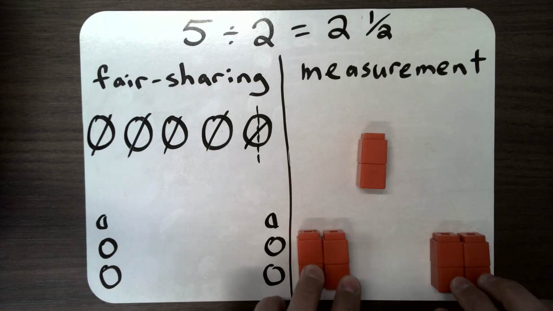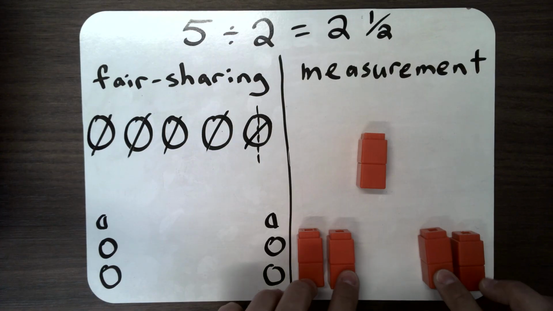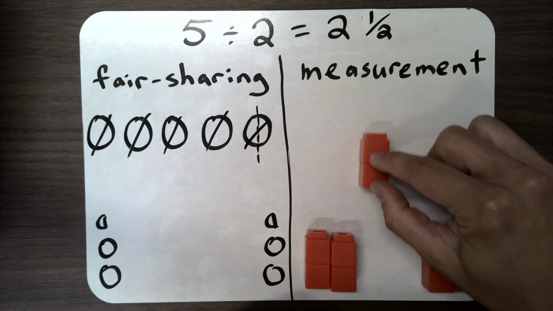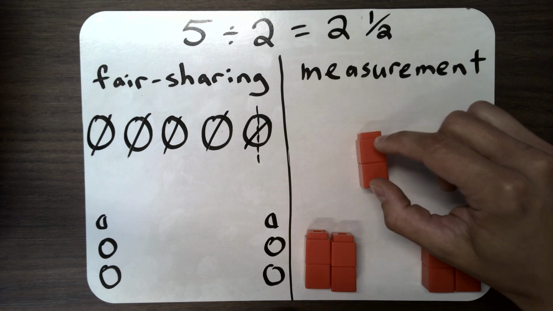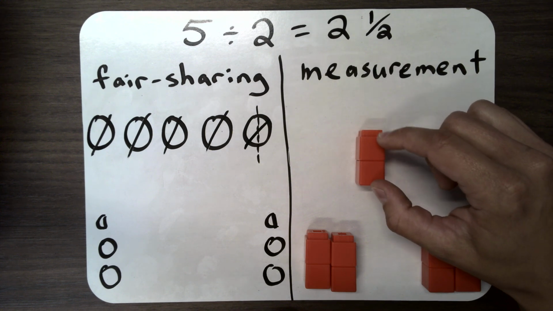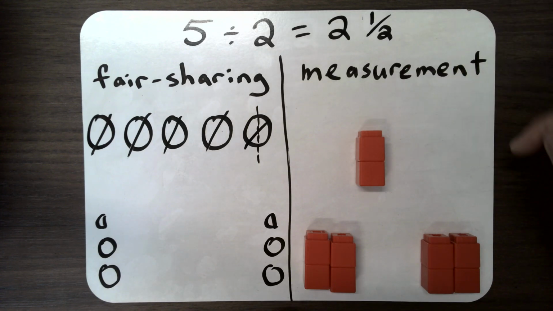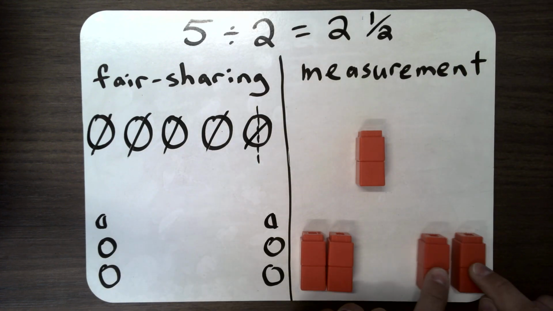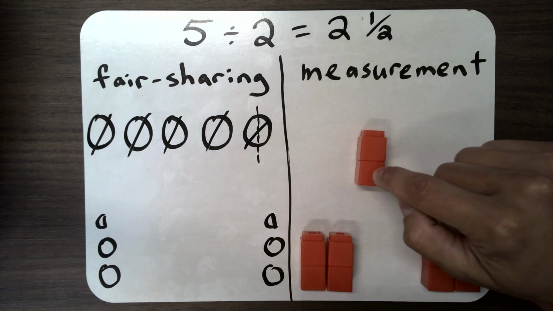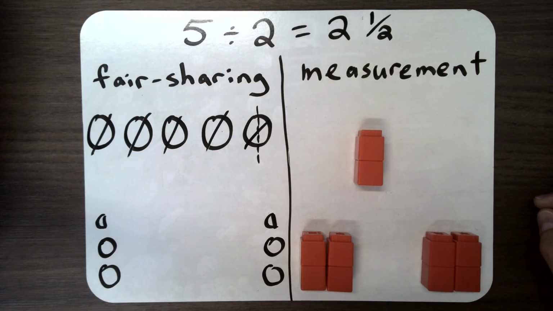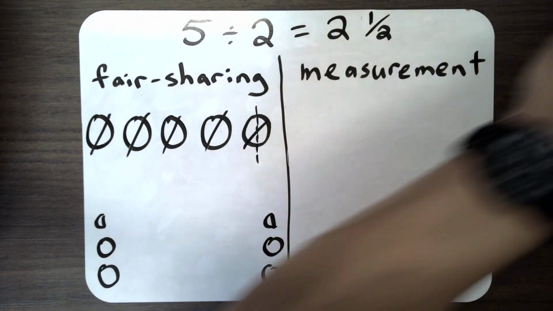So these are my 2 full groups. They each have 2 pieces in them, they each have a size of 2. Whereas this just has a size of 1, so this has half of the amount that I would need to create another group. With measurement division, we're looking at how many groups with the size of 2 I created. I have 1, 2, and then a half. This is a half of a group that has a size of 2. So that's the concrete model.